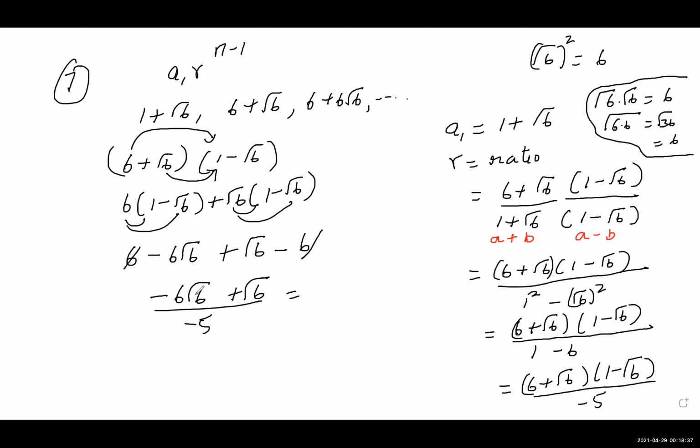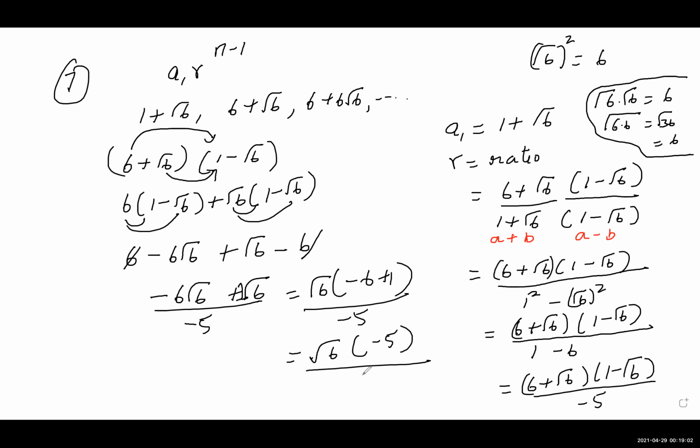Okay, now this is square root of 6, this is square root of 6, right? So between these two, square root of 6 is common. I can take it out. And what is left? I have a negative 6. And here, when you take out a square root of 6, you're left with 1 because there is a 1 here. So plus 1 over negative 5. So that becomes square root of 6. Negative 6 plus 1 will give you negative 5. If you divide this by negative 5, you can cancel these two and you get square root of 6.